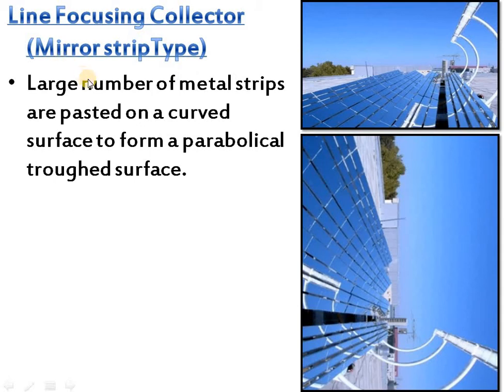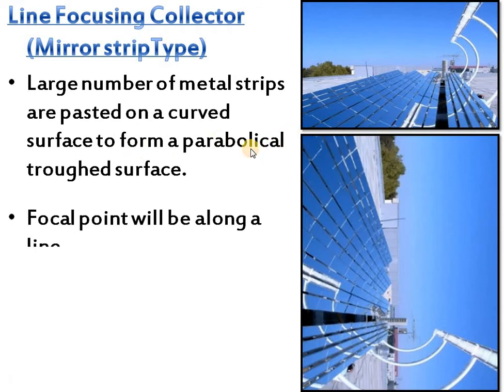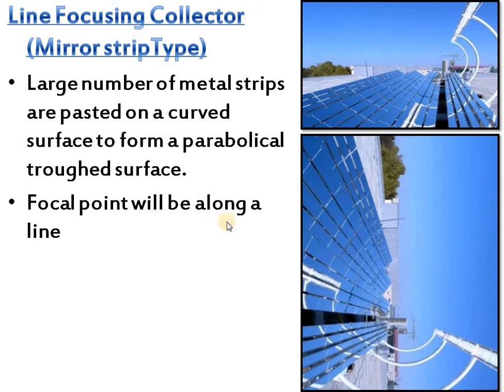a mirror strip type of collector contains a large number of metal strips pasted or fixed on a curved structure. You will have a metallic welded structure on which these strips are fixed. The focal point will be along a line. We already mentioned it. They are fixed in such a way that all of their focal points will be along a line. Here the white line is the focal line. Light falling on every strip is getting focused onto this pipe.